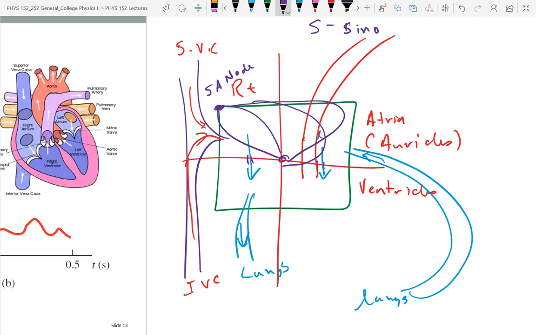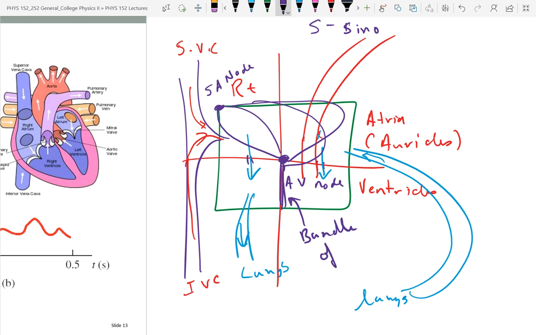And then all of that electrical signal is actually collected at another node. And so we call that one the AV node, the atrioventricular node. It's the connection between the atria and the ventricles. So you have an electrical signal that first goes through the atria, goes to the AV node, and the AV node actually has a little delay. And then it sends an electrical signal down the bundle of His.